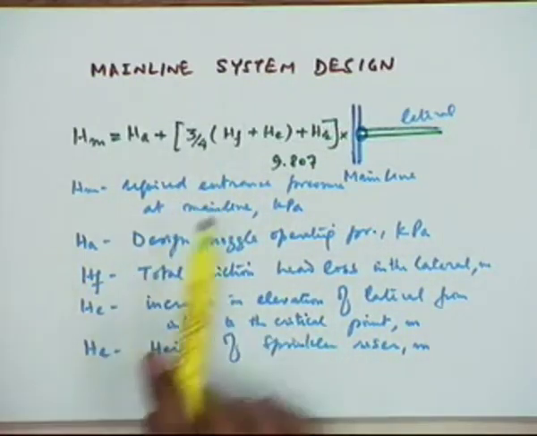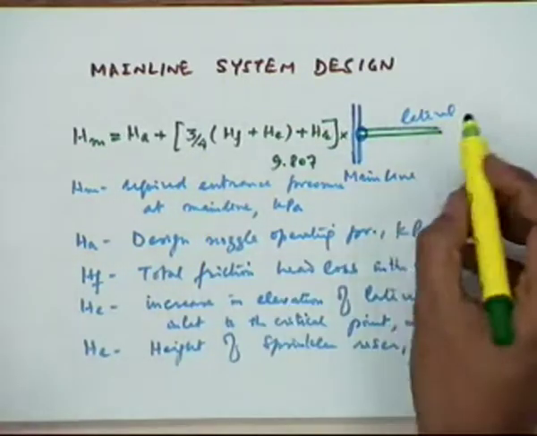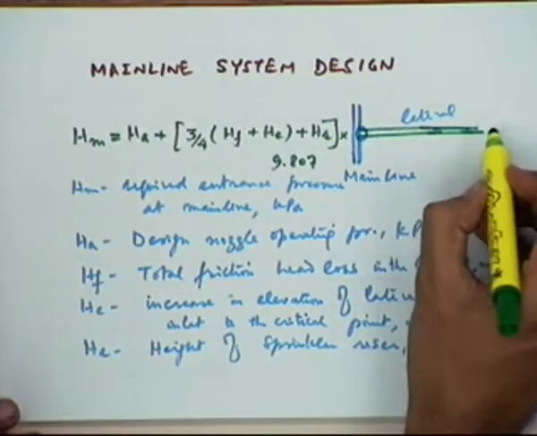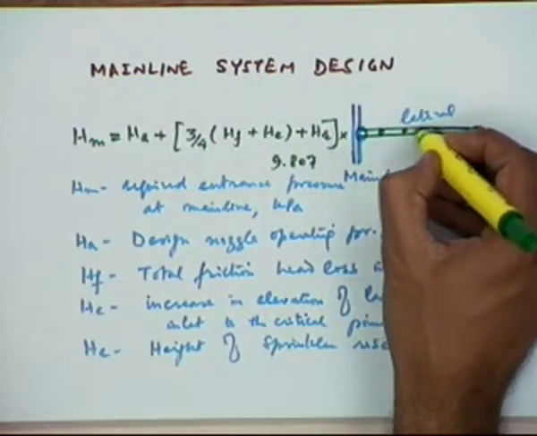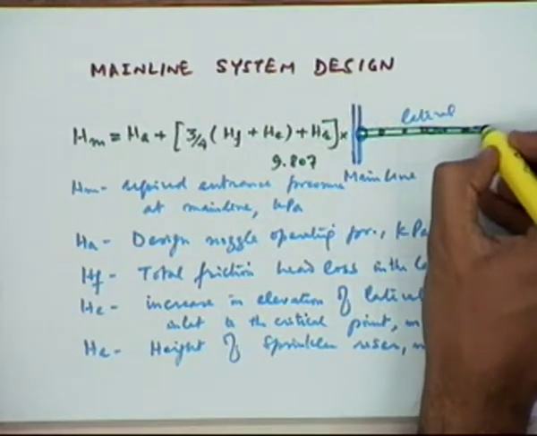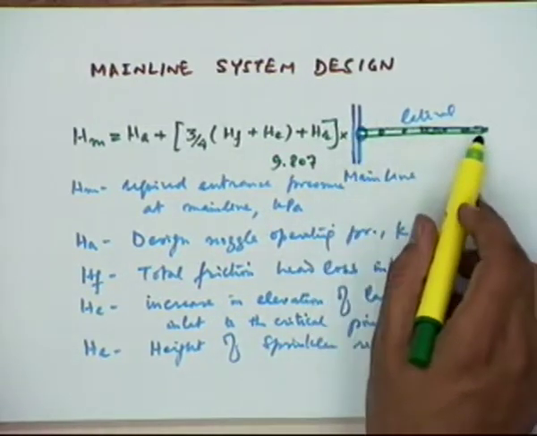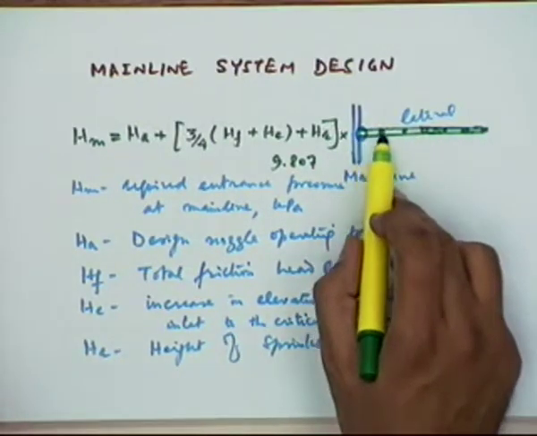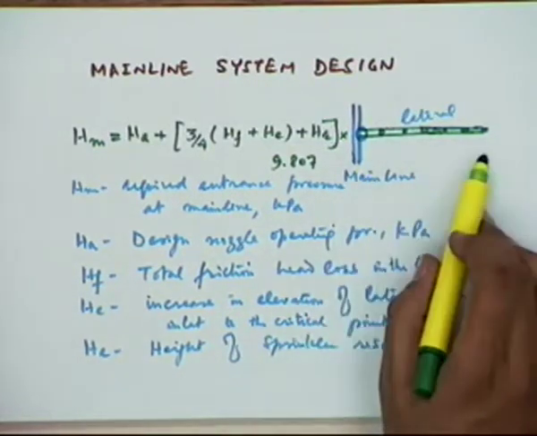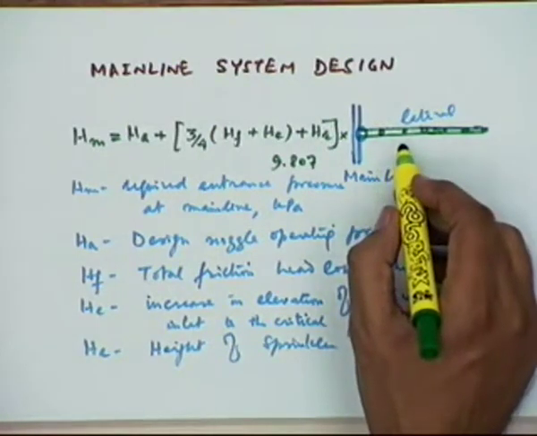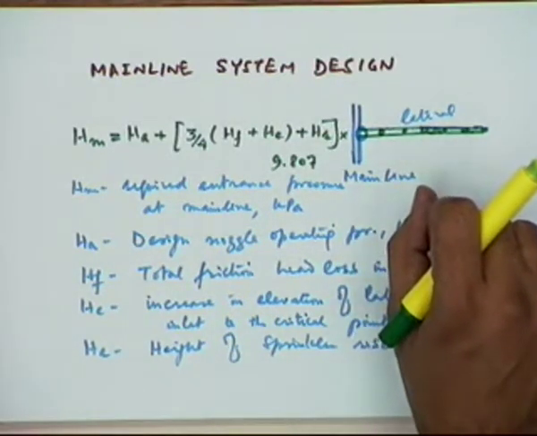Now in this particular case, you might wonder why we have used this factor of 3/4. What happens is that if this is the total length of the lateral, you have the sprinkler heads spaced on this lateral. In normal practice, when we don't have these sprinklers, if there is a pipe, you can always say that the head loss in the total length of the pipe will be half in the first half of the pipe, and in the remaining half of the pipe another half of the head loss will take place.